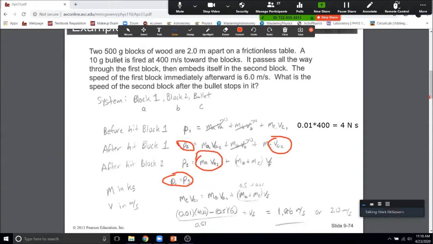But this is a really good problem because it puts a little bit more complexity in the problem. But again, one of the things I really want you to get out of this is to see the consistency in how these problems are solved. You're always identifying your system. You're characterizing momentum at 2 different or more instances in time, and then you equate the 2, and then you solve for your unknown stuff.